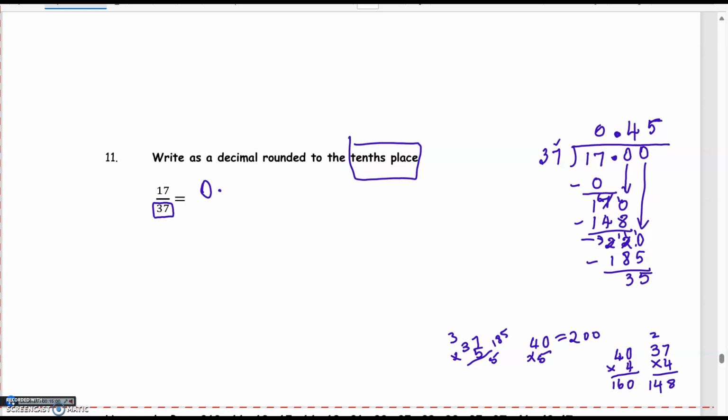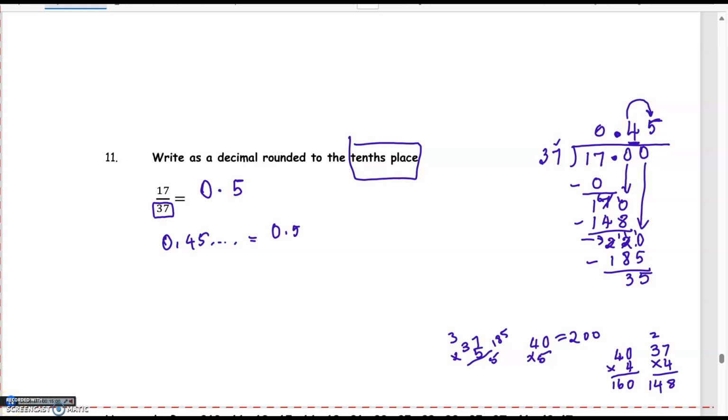We're going to stop here because we have to round it to the tenths place. We only need to know what's in the hundredths place. So that is 0.4. 5 says round up, so we add 1 to 4 to get a 0.5. So 0.45 dot dot dot, we don't know what's ahead, is equal to 0.5.